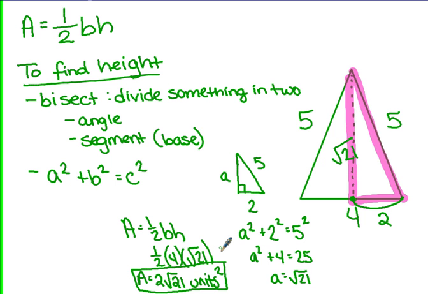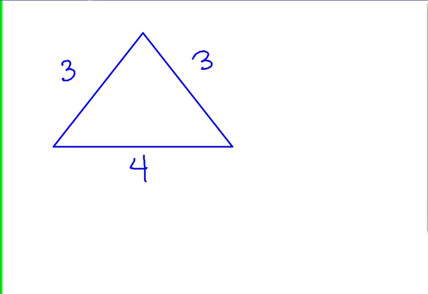Okay, so you're still using your formula, 1/2 base times height. But in order to find the height, you need to bisect both the angle and the base. And then use the Pythagorean theorem to solve with your new right triangle that you just created by bisecting the angle and the segment. All right, I'm going to have you try this example on your own. We're going to come back and check it in class tomorrow. You're finding the area of this 3, 3, 4 triangle using your area formula and using the Pythagorean theorem to solve for the height.